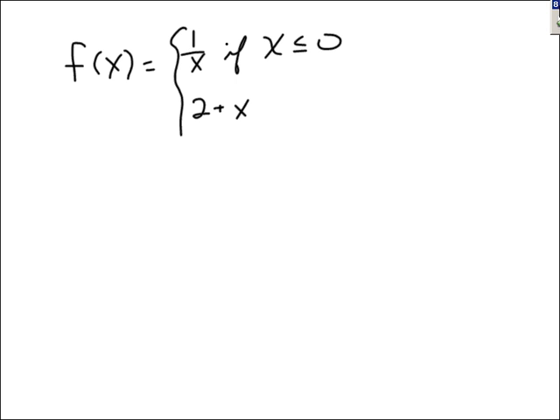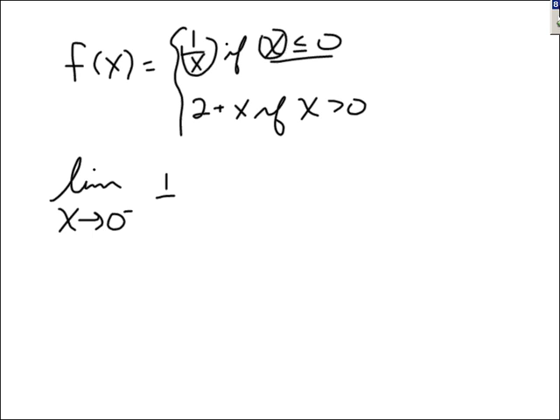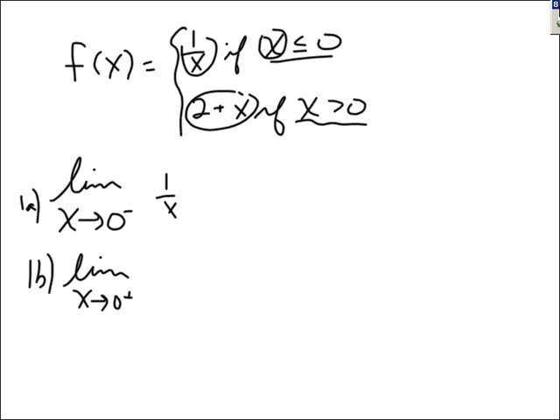Suppose I tell you f of x is equal to 1 over x if x is less than or equal to 0, and it equals 2 plus x if x is more than 0. Well, let's look at the limits. The limit as x approaches 0 from below, from the left, that is x less than 0, I use 1 over x. This is 1a. And for 1b, the limit as x goes to 0 from the right, if x is more than 0, I use this rule.